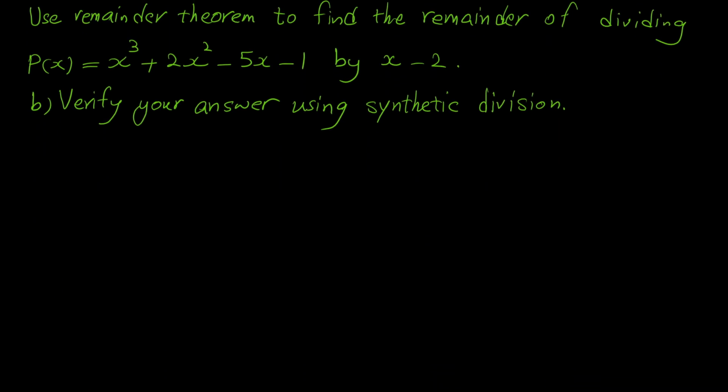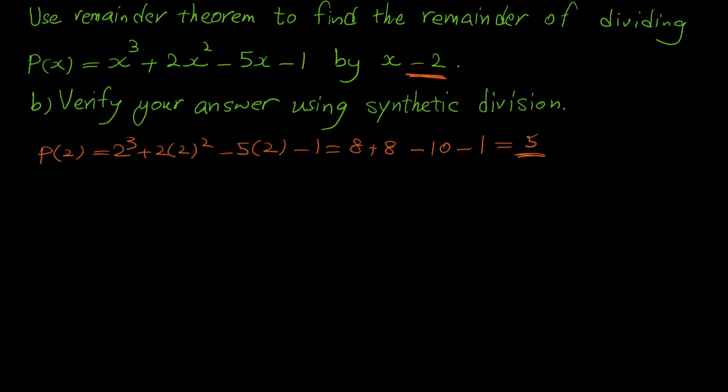Now look at this example here. Use the remainder theorem to find the remainder of dividing this polynomial by x minus 2. We know that for finding the remainder, we look at this number, and the opposite sign of it. Since it is x minus 2, we plug in 2 in the polynomial. P of 2 would be 2 to the 3 plus 2 times 2 to the 2 minus 5 times 2 minus 1. It equals 8 plus 8 minus 10 minus 1. 8 plus 8 is 16, 16 minus 10 is 6, 6 minus 1 is 5. So the remainder is 5.